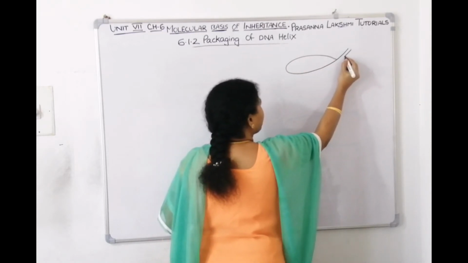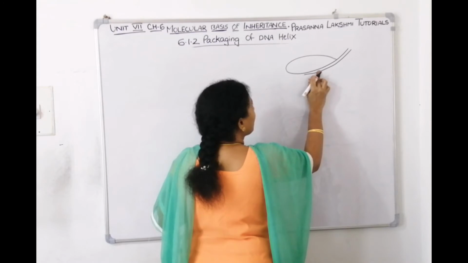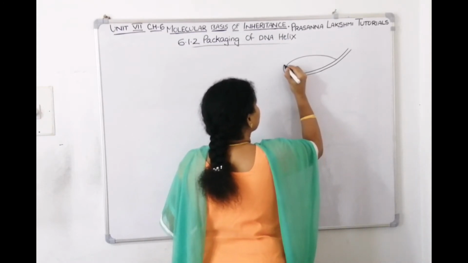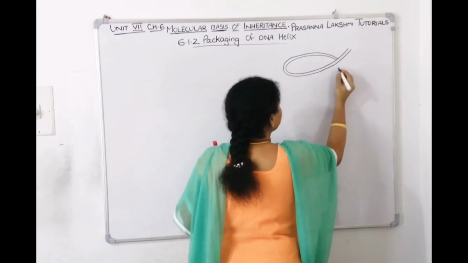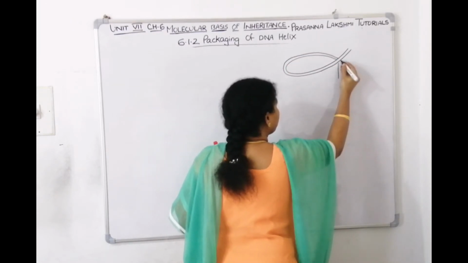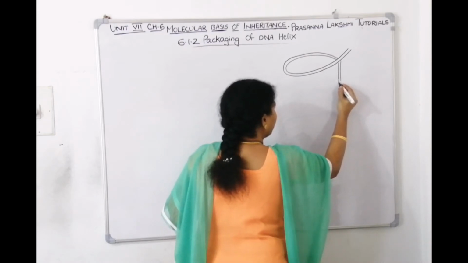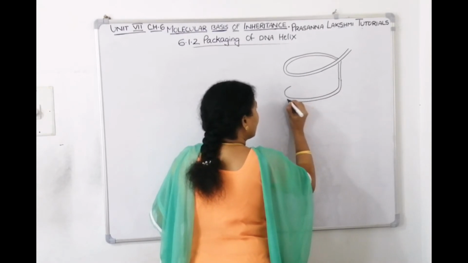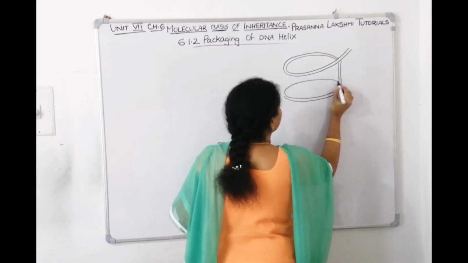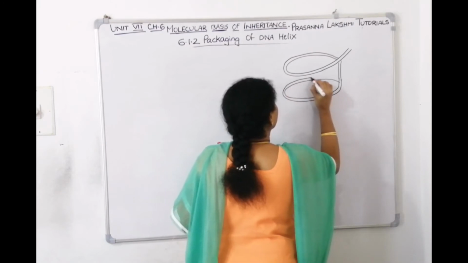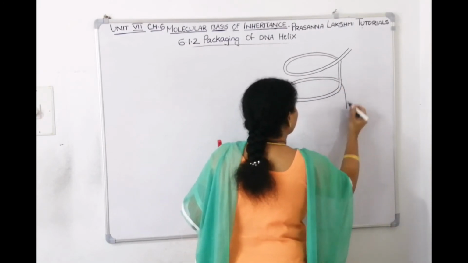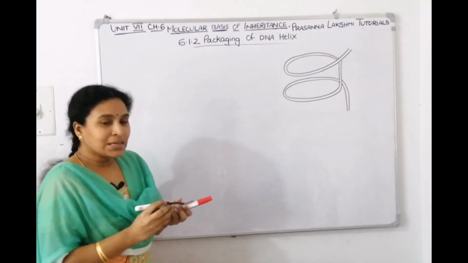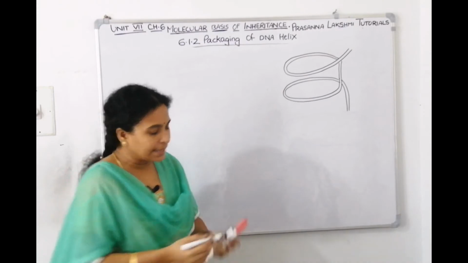The DNA will make two turns. One turn and another turn. These two turns are connected with a linker DNA.